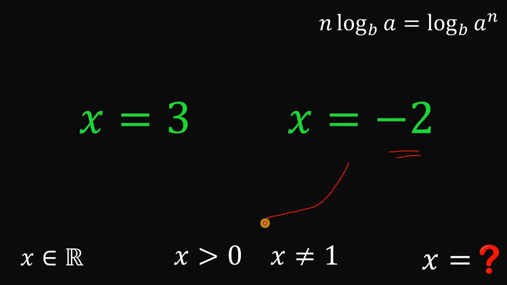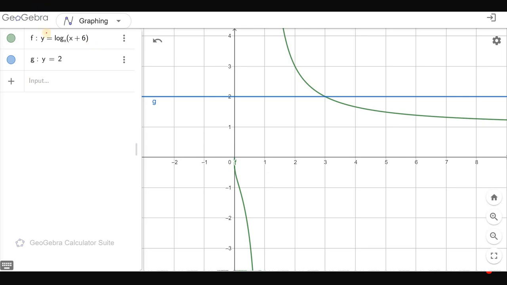Now, using the condition from a while ago, x is greater than 0 and x is not equal to 1, we can now disregard the value of x as negative 2, because we know that x is greater than 0. x cannot be a negative number. Now, to clarify this, let's look at the graph of our function y equals logarithm of x plus 6 to the base of x, and y equals 2. Now, y equals logarithm of x plus 6 to the base of x. This is the green graph.